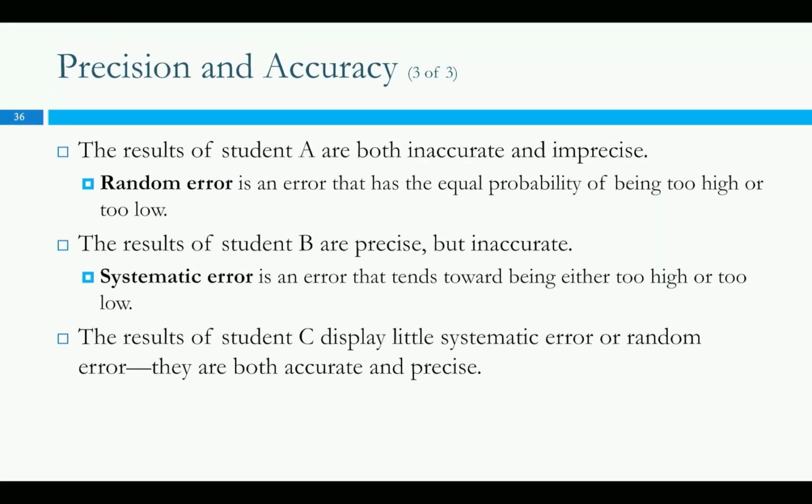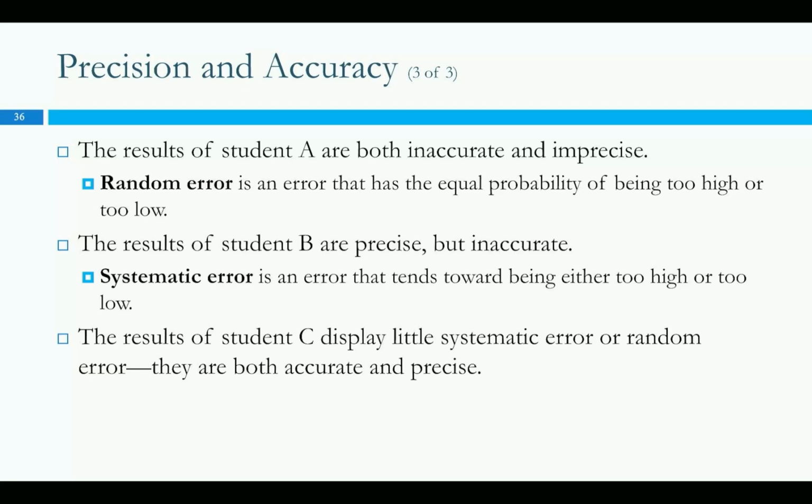So there are different types of error. Usually, random error is what we'd say is evenly distributed. If you take a whole bunch of measurements, you have as many measurements above the true value as you do below. That's just because it's completely random.